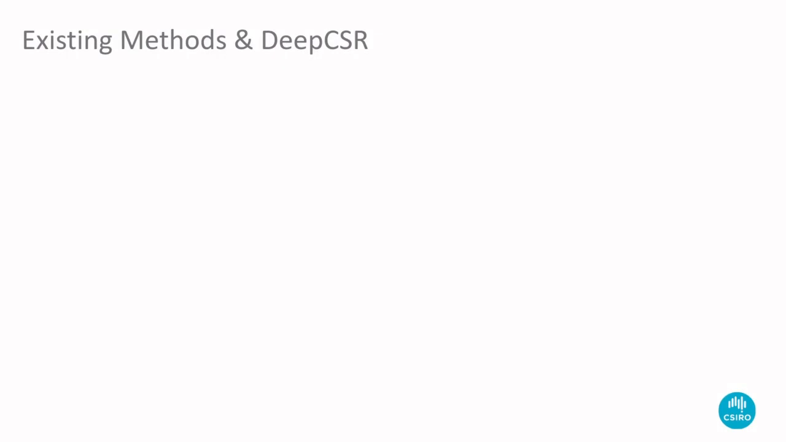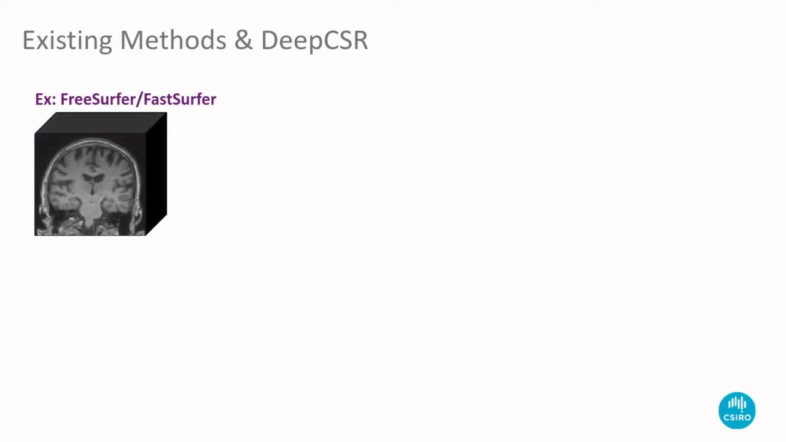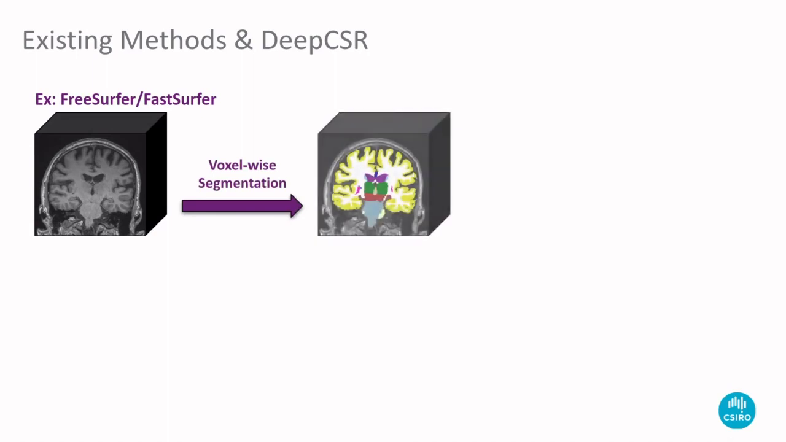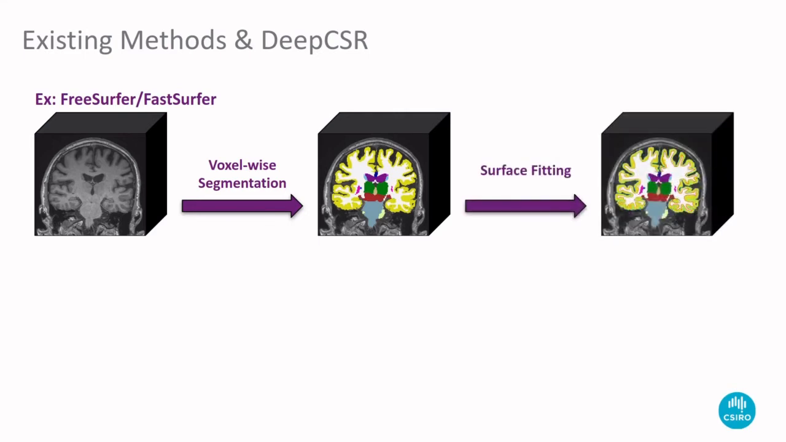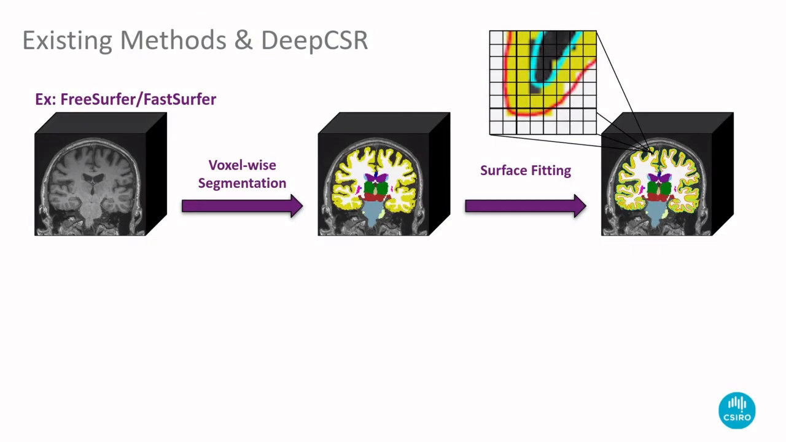Traditionally, this problem is tackled by lengthy pipelines of image processing techniques like the widely used FreeSurfer and its recent fast and deep learning powered version FastSurfer. These approaches first voxel-wise segment the input MRI and then fit surfaces within the voxels in the boundaries of the tissues. While simple, this approach is limited by the resolution of the input MRI, in which it's hard to capture the high-frequency details of narrow continuous objects like the cortical surface.